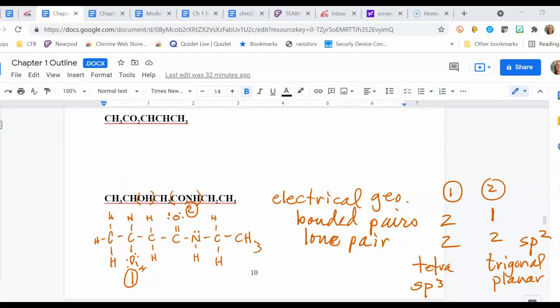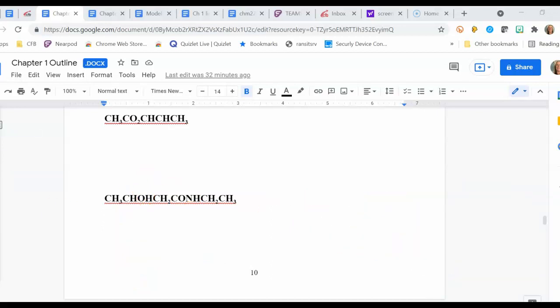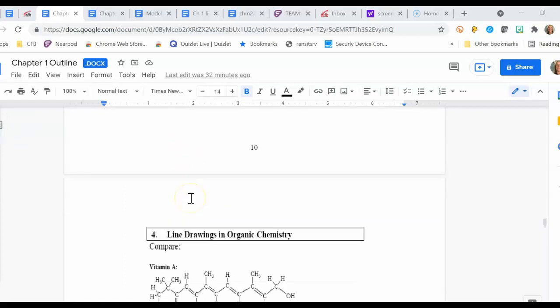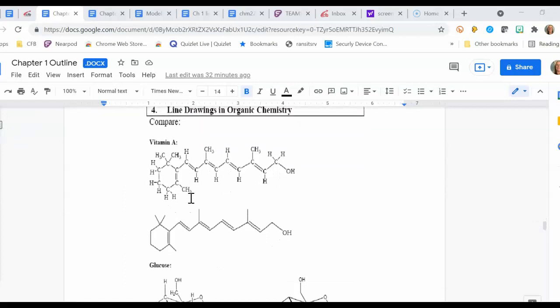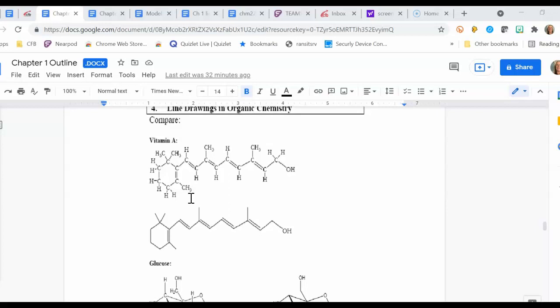Okay, we're going to move this along here. Okay, another way to show an organic molecule is to show it in a line drawing. Each of the lines now are just representing the bonds. So you can see where bonds are occurring. You can see where double bonds are.